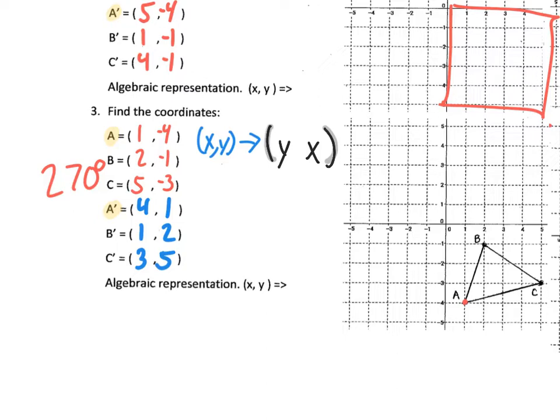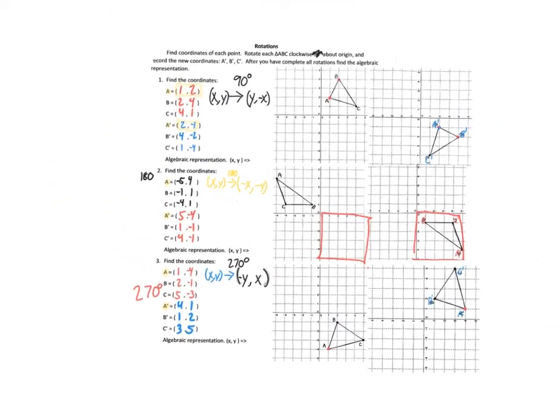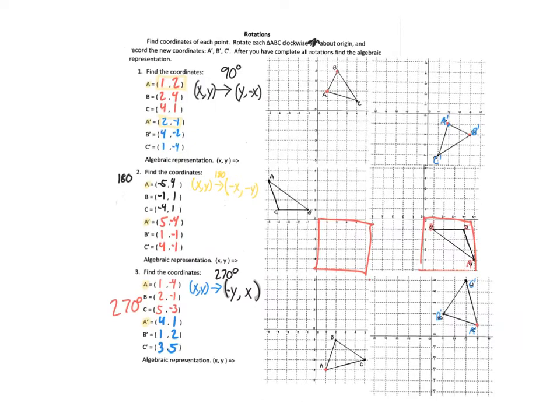Between the -4 and the +4, our original Y has changed its sign, because we went from -4 to +4. It didn't necessarily go negative, it just changed sign. So this is our algebraic representation for a 270-degree clockwise rotation. If you have questions about this, make sure you guys are asking me when it comes time.